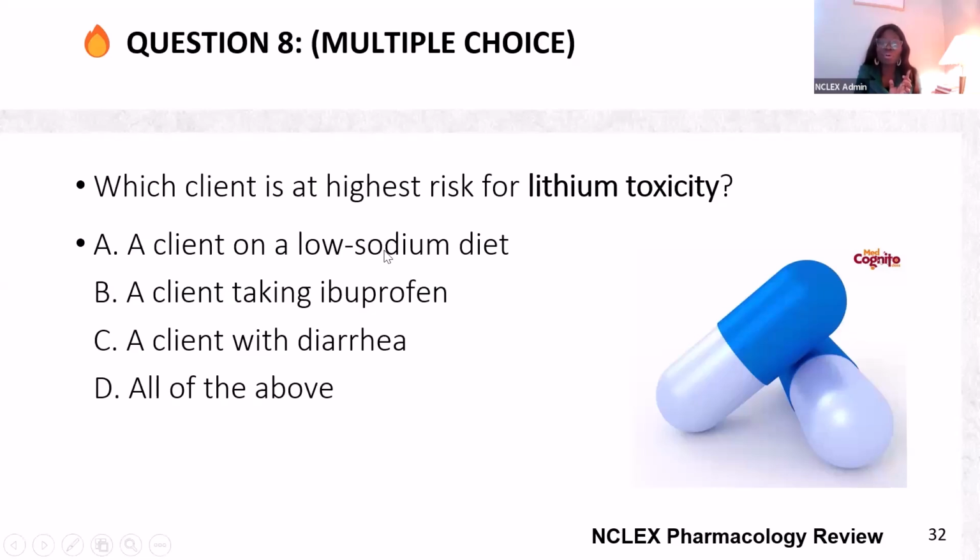And maybe you also know that A, hyponatremia, low sodium, that client will be at risk. So immediately you see two which are correct, and even if you do not know about ibuprofen, know that the answer should be all of the above.